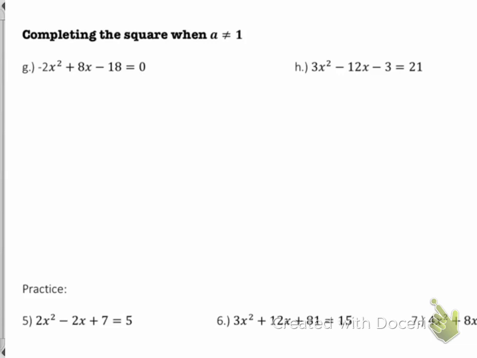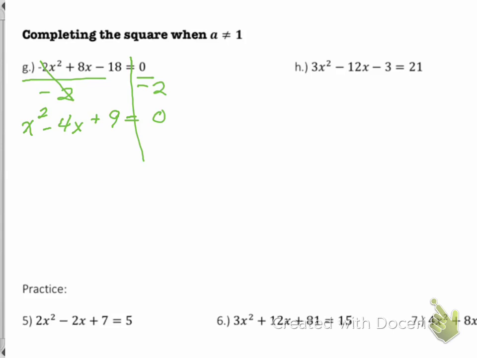Looking at this first example, all I would have to do to get rid of that a value is divide everything by the a value. So that would leave me with x squared, because that 2 just cancels. 8 divided by -2 is -4. 18 divided by -2 is +9, all equal to 0. And so now I'm at that spot where I left off in the other video, where I can go ahead and complete the square.